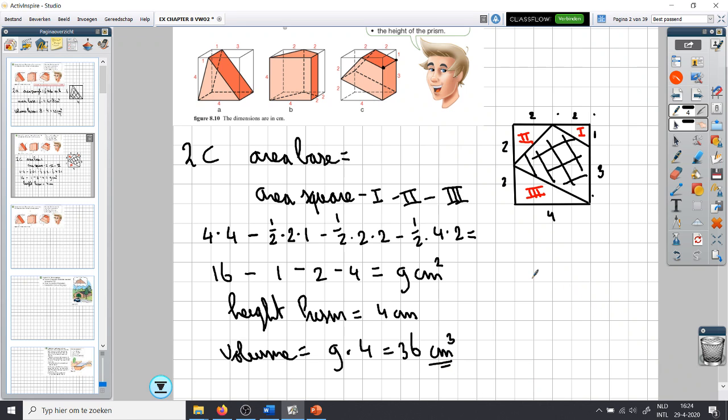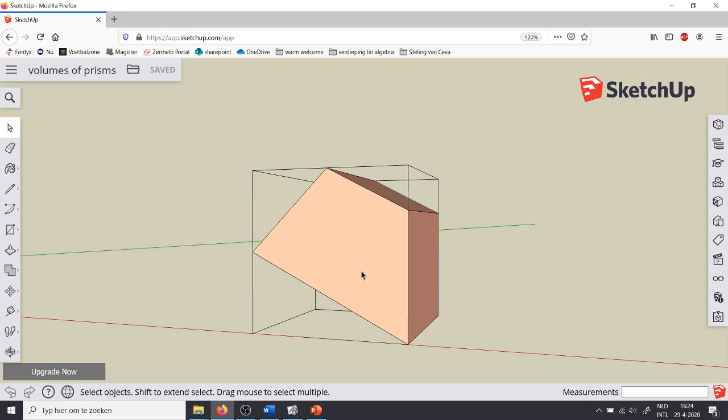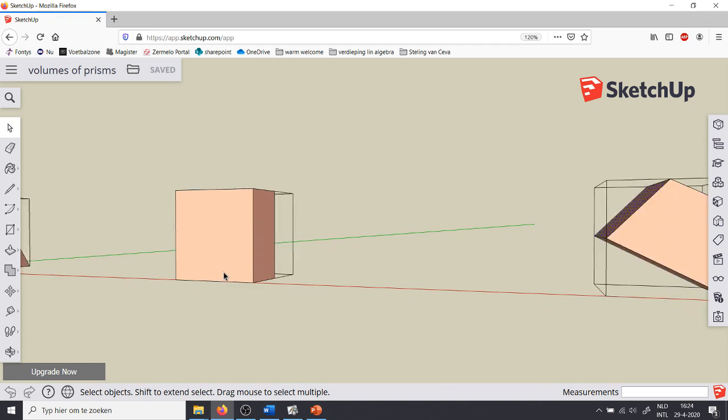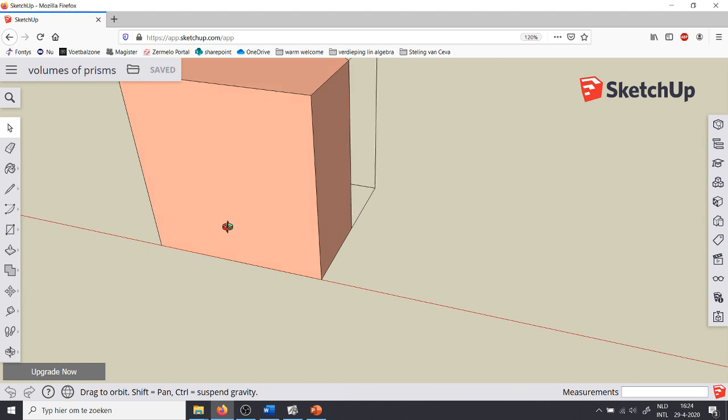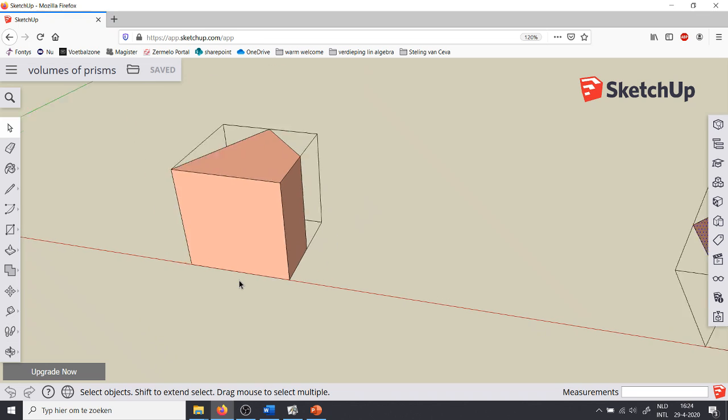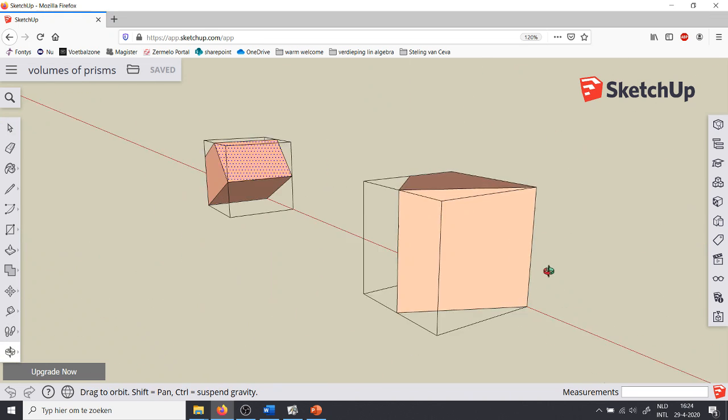Okay? Try to do B this way as well. I can show you here, because I have made the 3D sketch of it, which one isn't the rectangle, and that's the one that you're going to use as the base.